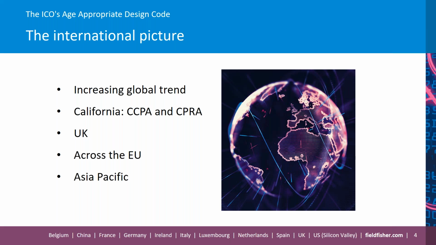Okay, so the code is very much the first of its kind, but it does reflect an increasing global movement towards enhancing the protection of children's data. So if we look at California, for example, we see that businesses that are subject to the CCPA cannot sell personal information of consumers who are 16 years or younger without prior authorization. And where the consumer is younger than 13, that authorization has to be obtained from the parent or guardian.